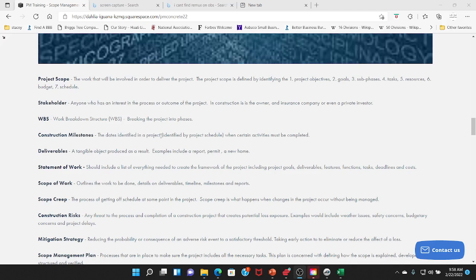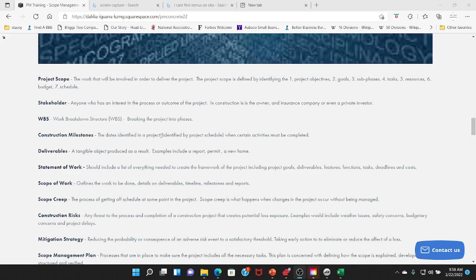Okay. So, deliverables. Those are tangible objects. So the foundation, the full house, the driveway, whatever you're building is a deliverable. Examples include a report, a permit, or a new home.